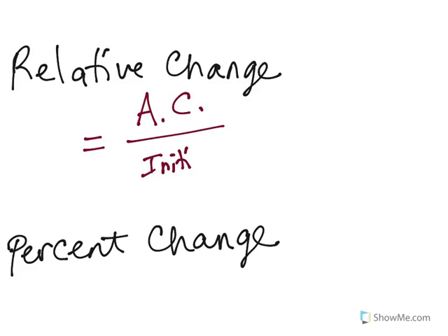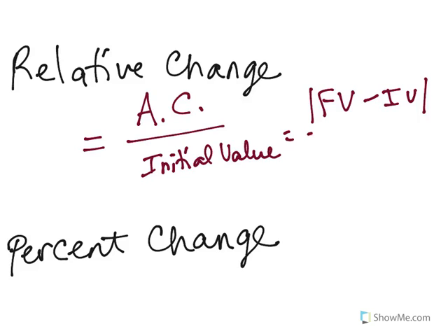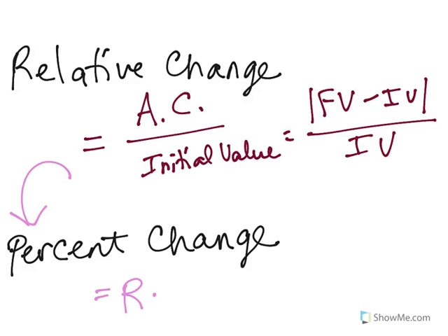Relative change is one step further, where we would take the absolute change and divide by the initial value. In symbols, it's the absolute value of future value minus the initial value, all over the initial value. So now we're talking in terms of a decimal. Most of us don't really talk in terms of a decimal, so we jump straight to the percent change. Percent change is just taking the relative change and multiplying it by 100, because this turns it into a percent. And then we can talk about my salary increased 2.5% this year.